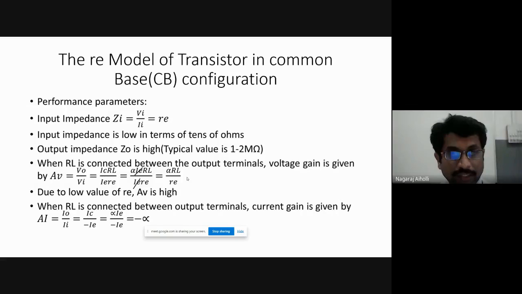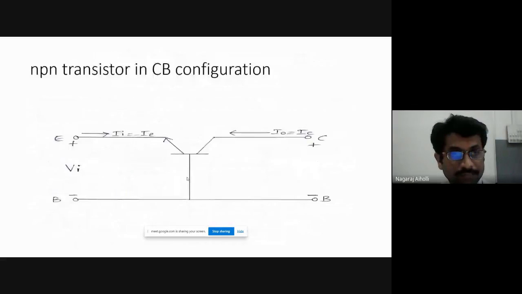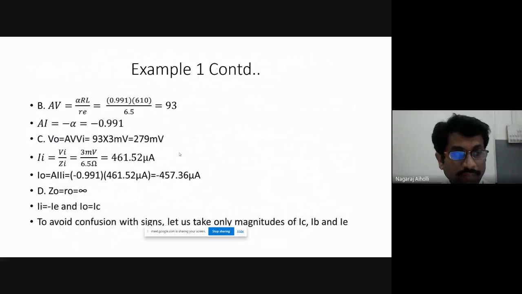Just here, how are we getting that? I naught is the product of current gain and the input current. AI is I naught by II, or I naught is equal to AI into II. That is minus 0.991 into 461.52 microampere, that will be minus 457.36 microampere. That is the value of output current.